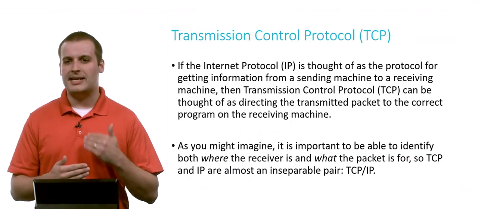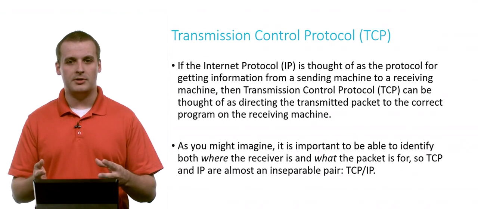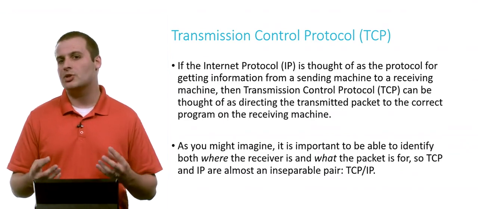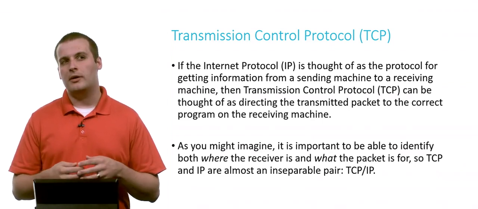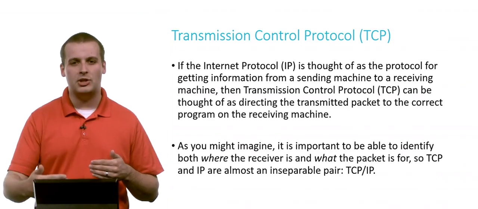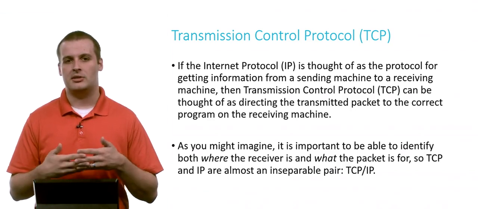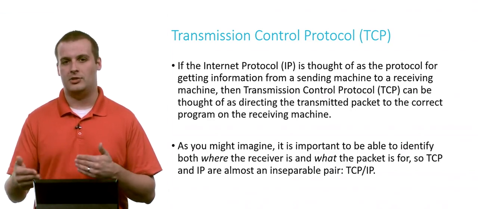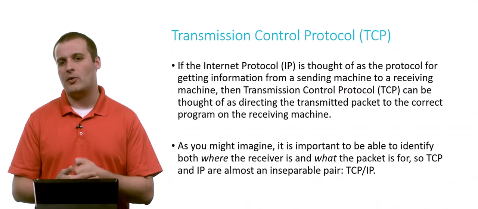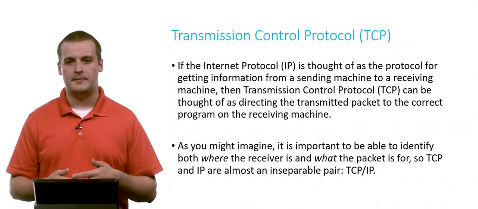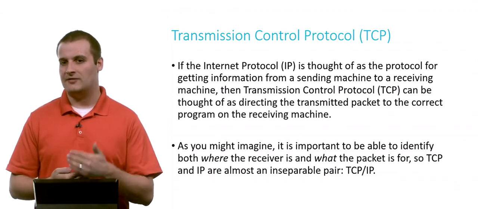Well, just moving from a sending machine to a receiving machine isn't the full story. We also know that our computers, for example, are running multiple programs and have multiple services running on those machines. And so if we want to get a packet or information to a specific program on a specific machine, we need more information than what IP gives us to get information from point A to point B. So TCP can be thought of as directing the packet to the correct program or the correct service on the receiving machine. And so it's important to, as you might expect, know where it's supposed to go and what the packet is for at the same time.